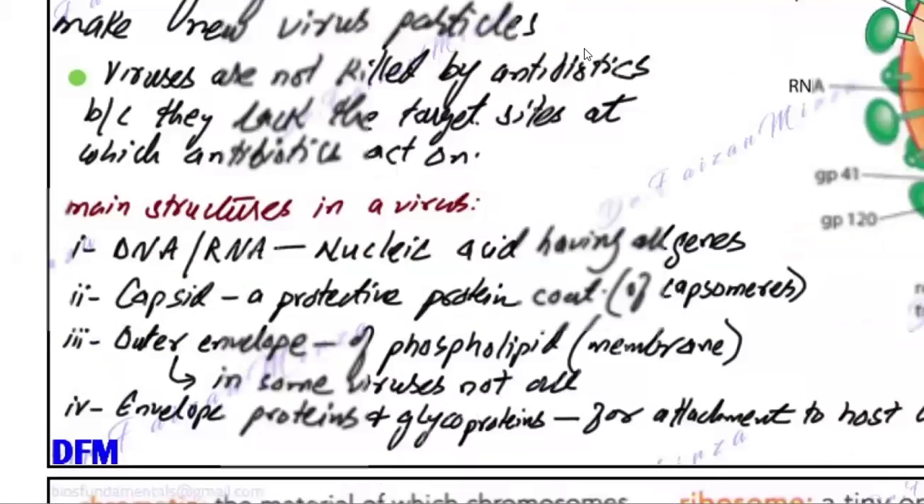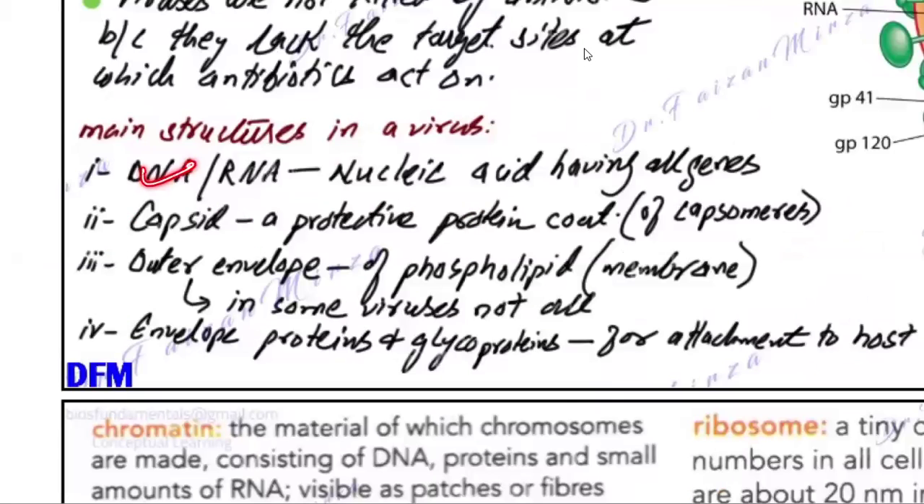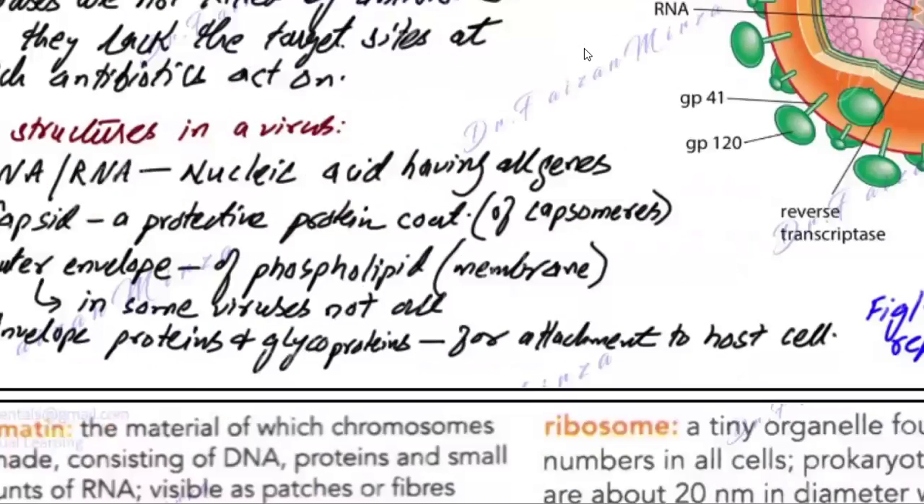What are the main structures of a virus? A virus will always have DNA or RNA, not both. It will always have a capsid. The capsid is a protective protein coat made up of capsomers. These two structures, the outer envelope of phospholipid and the envelope proteins such as glycoproteins, may be present or may not be present. These are additional structures. But the first and the second structure will always be present inside a virus.